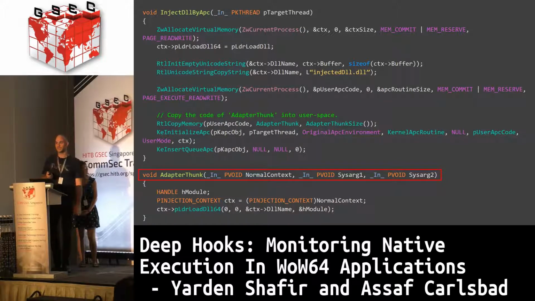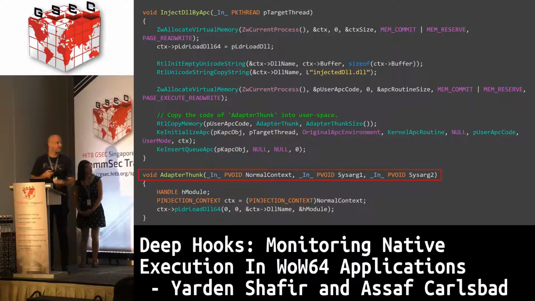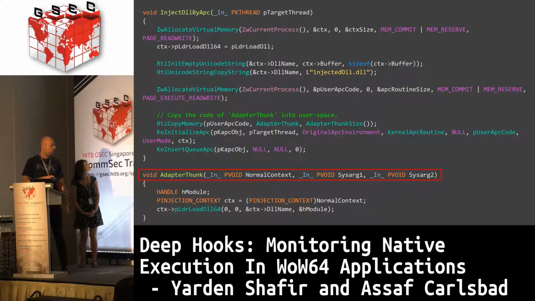That raises the question, what happens if the function that I wish to call has a different prototype? In order to overcome this obstacle, we use some sort of a trick. The trick basically says that we are going to use the first parameter, the normal context parameter, in order to pass in a user-defined structure.